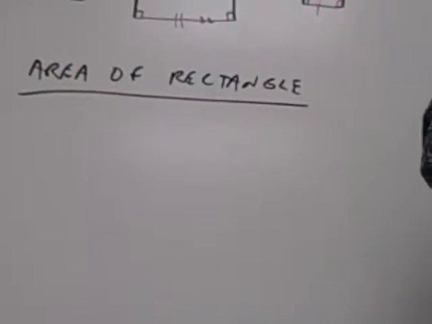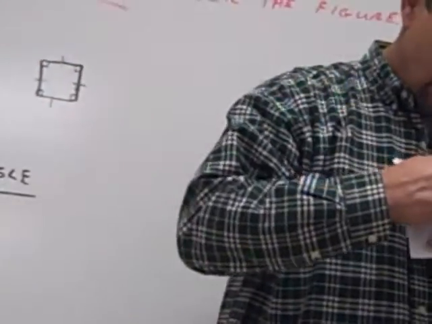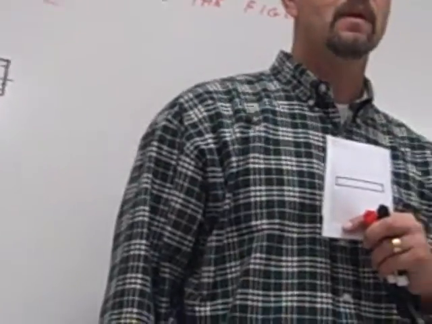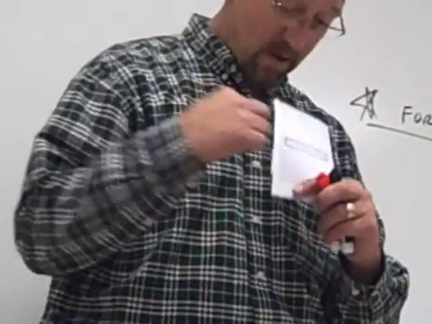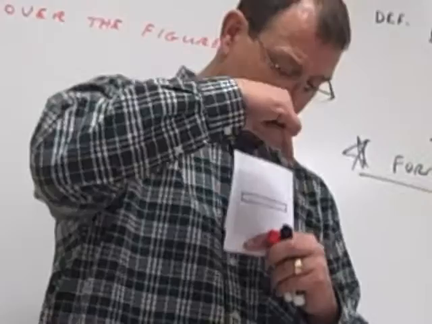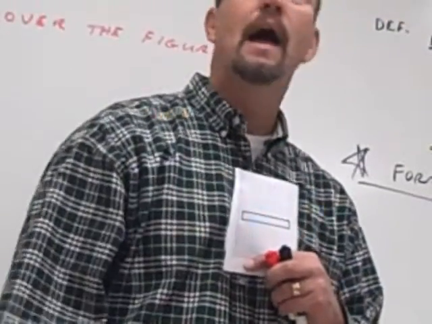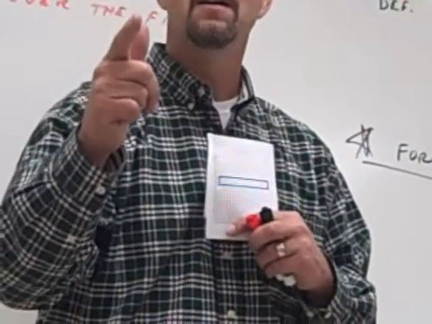Count the boxes on the top row. Okay. Now count the ones on the side going down. Then multiply them. Length times width.